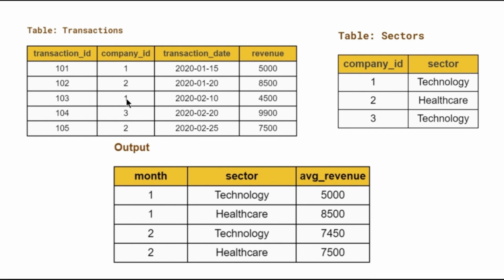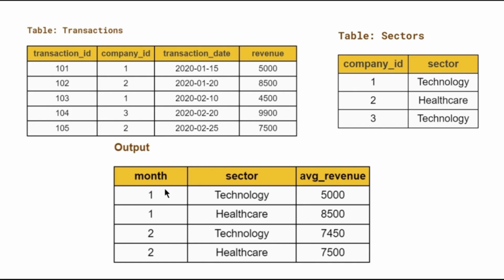For the technology sector, company ID 1 has a revenue of 4,500 and company ID 3 has a revenue of 9,900, and both company ID 1 and 3 belong to the technology sector. So to find the average revenue for the technology sector, we sum up these two revenues, 4,500 and 9,900. The total will come out to be around 14,400, and then we divide it by 2 to calculate the average revenue. So the average revenue will come out to be 7,450.